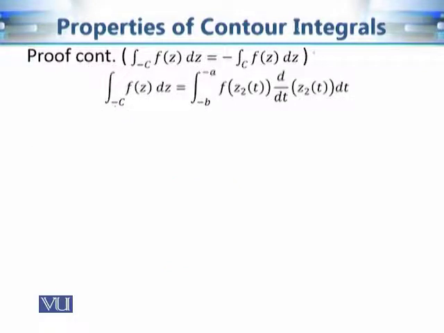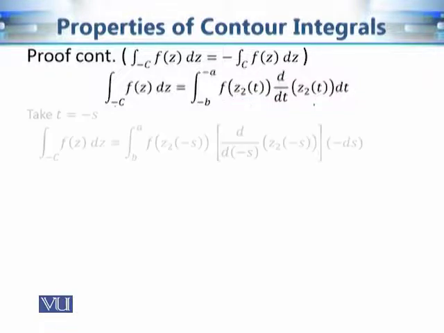Now let's begin with the definition. The contour integral of f of z along the contour minus c is defined as the integral from minus b to a, because minus b is the first point and minus a is the final point, of f of z2 of t, because that's the parameterization of the contour minus c, times its derivative d by dt of z2 of t, dt.